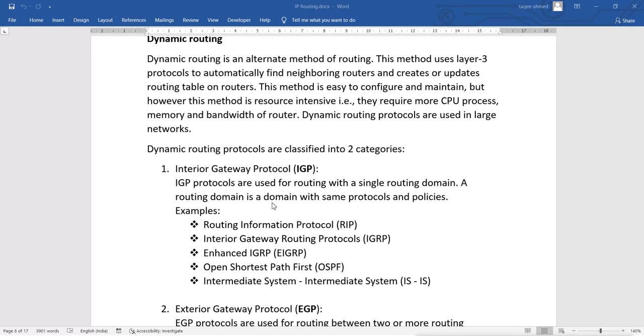A routing domain is a domain with the same protocols and policies. Now domain means what? We can say it's a single company which is having the same protocols, same policies. So we can say it is like a single domain. In another company, they may have different protocols, different policies, so they can use a different domain.